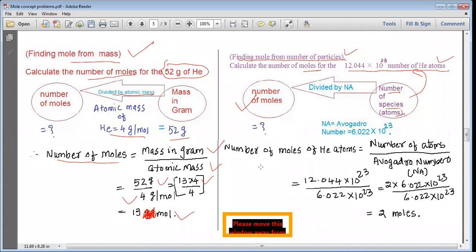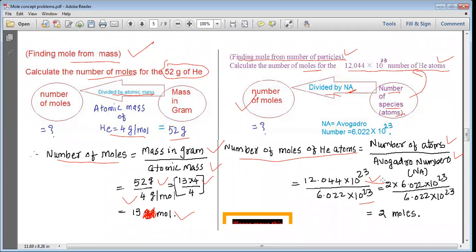We want to find out the number of moles. So we can write number of moles of helium atom is equal to, for that we need to divide the number of species or number of atoms by Na. So that is number of atoms divided by the Avogadro number. Number of atoms is 12.044 into 10 to the power 23, divided by 6.022 into 10 to the power 23.